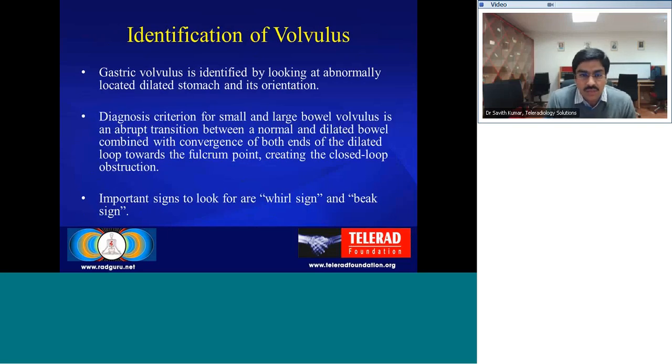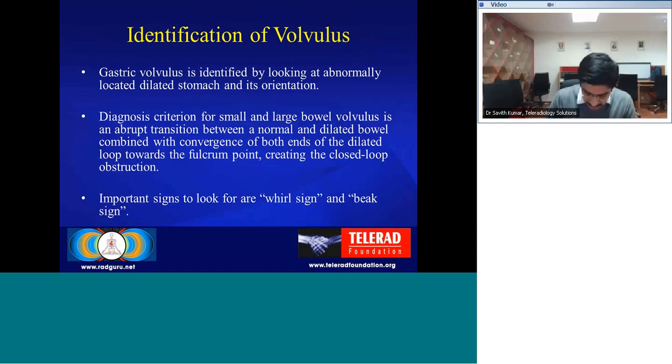Identification of the volvulus. The gastric volvulus is identified by looking at an abnormally located dilated stomach and its orientation. There are mainly two types, the organoaxial and mesenterico-axial type. The diagnostic criteria for small and large bowel volvulus is by looking for an abrupt transition between a normal and a dilated bowel combined with convergence of the two ends of dilated loops towards a fulcrum point, creating a closed loop obstruction. The important signs which will help us in picking up the volvulus are a Whirl sign and a Beak sign.